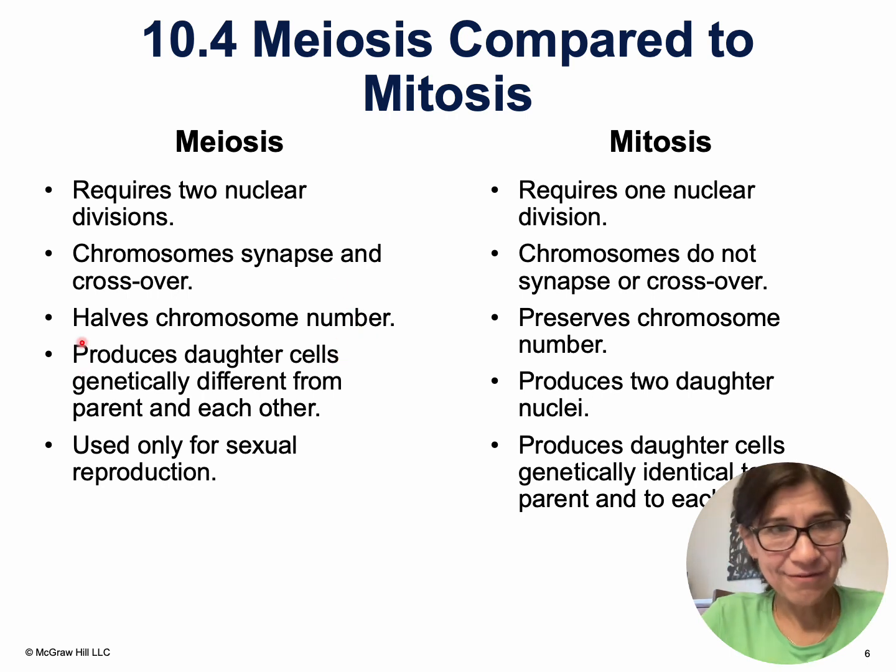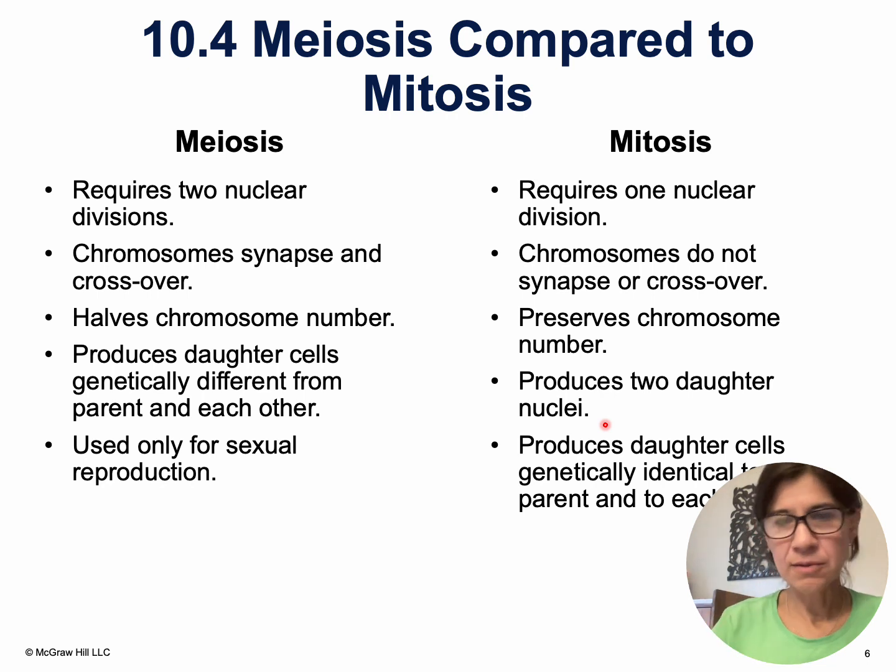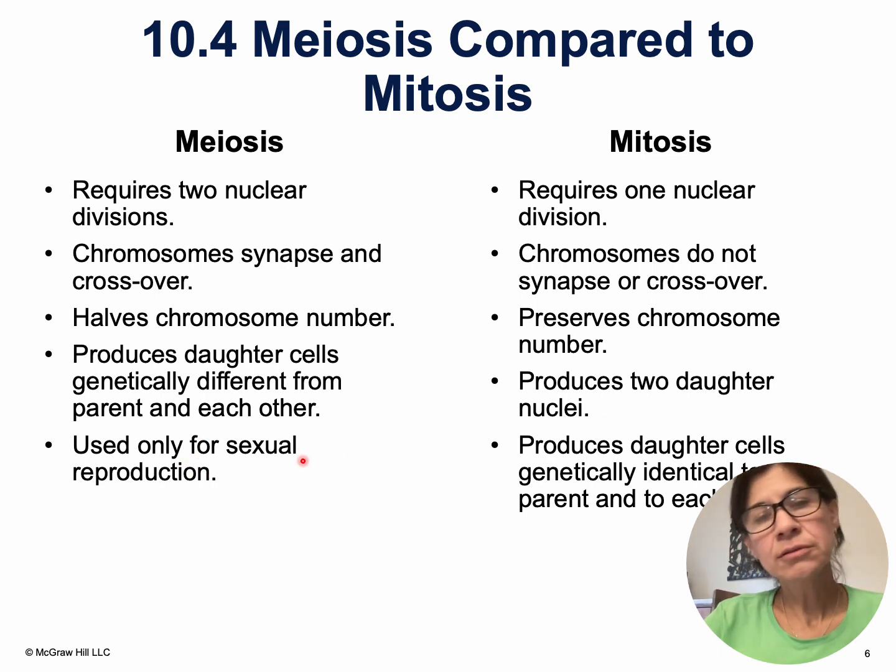Meiosis 1 halves, right, the chromosome number. Mitosis does not do that. Meiosis produces daughter cells that are genetically different from the parent and from each other. Mitosis produces always identical cells. That's the point. We are just dividing but making clones. Meiosis is for sexual reproduction, produces gametes, egg, and sperm.